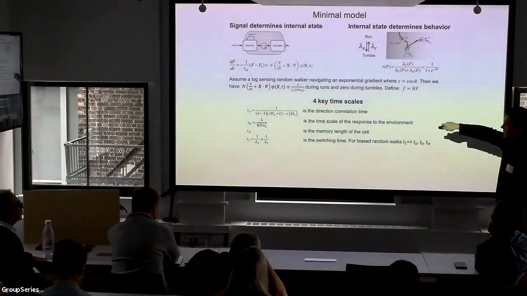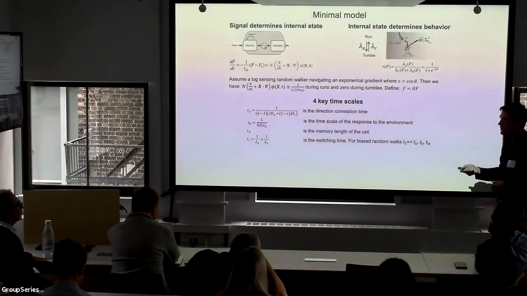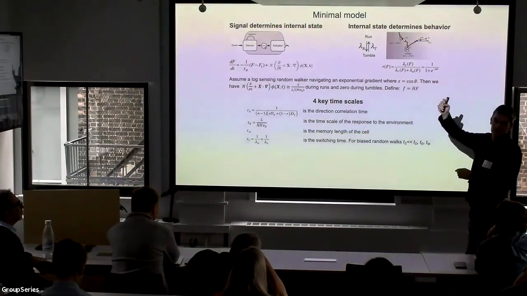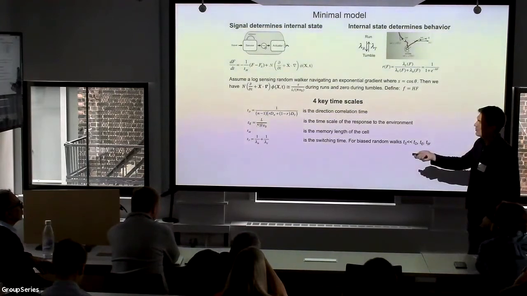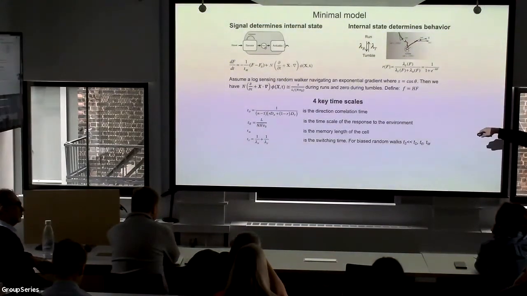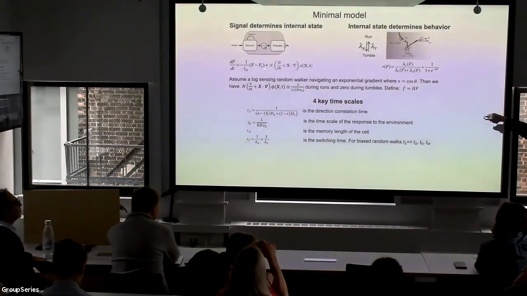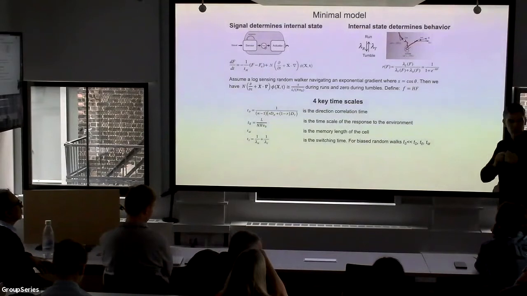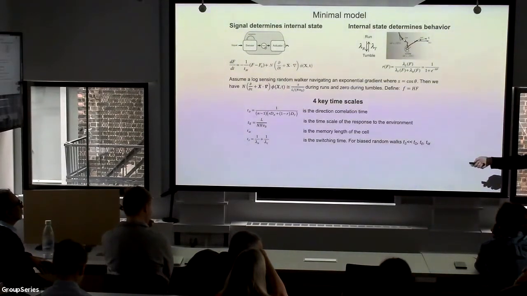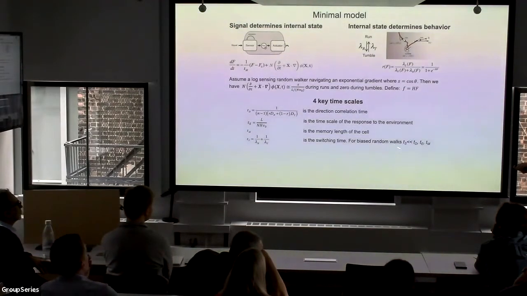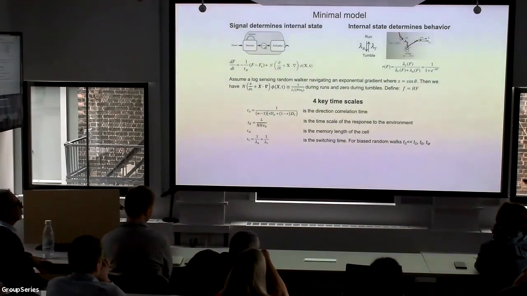The other important timescale is the timescale of the response to the environment. If you swim faster, you're going to experience a stronger increase in signal than if you swim slower, or if your gain is higher, or if the length scale is shorter, the timescale becomes smaller, and vice versa. Then there is your memory time, or the relaxation time of the internal state. And then there is the switching time, the run and tumble, which is on a much shorter timescale. So we're interested in the regime where what happens over multiple runs and tumbles, in which case this is much shorter than these other three timescales.